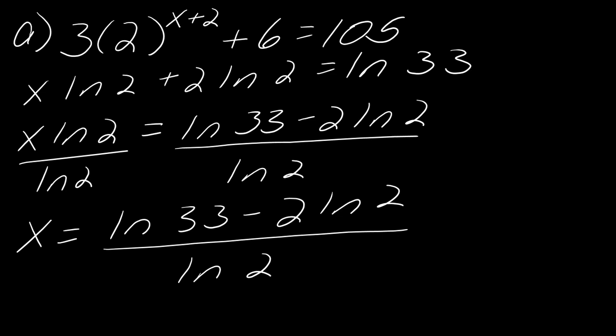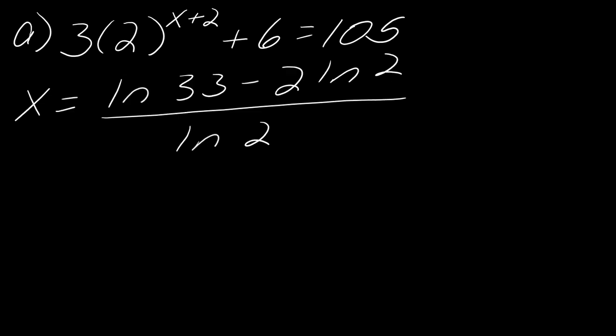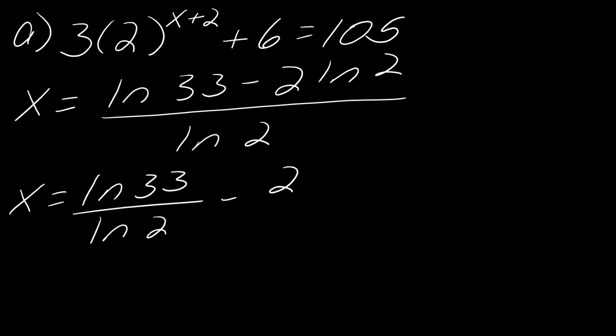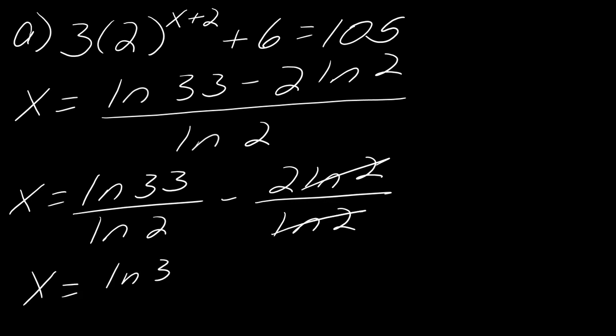So I'll just clear a little space to show you. You can write this as x equals natural log of 33 over the natural log of 2 minus 2 natural log of 2 over the natural log of 2. Now I can cancel those out to get x equals natural log of 33 over natural log of 2 minus 2. So these are equivalent, but this is the only way you can do the cancellation, okay?